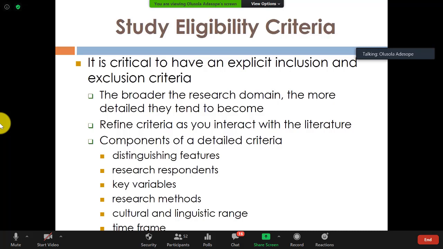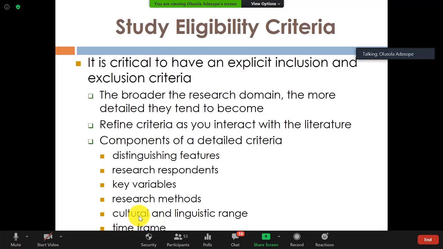So you define your selection criteria. It is critical to have an explicit criteria, inclusion-exclusion criteria. You refine the criteria with the literature. You think about different things with those criteria. Do I want to only review studies published in English? Those are the cultural and linguistic range. There was a review paper back in 2000. This is 2020. Do I need to go back before 2000, year 2000? You think about time frame.